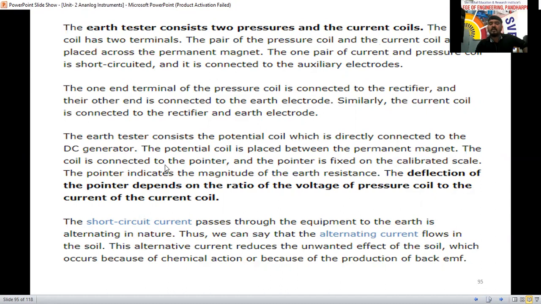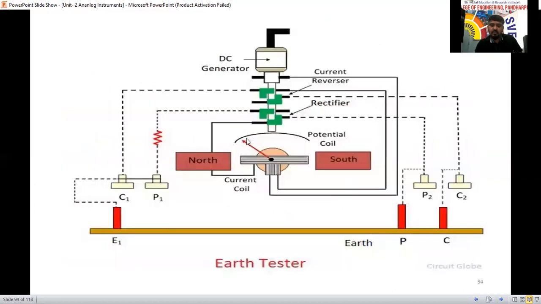The coil is connected to the pointer and the pointer is fixed on the calibrated scale here now. The potential coil is connected to the pointer over there. So the pointer is going to be fixed on the calibrated scale. Based on that scale, it is going to operate over here. So the pointer indicates the magnitude of the earth resistance. Whatever this pointer is there, it is going to indicate how much the earth resistance is there.